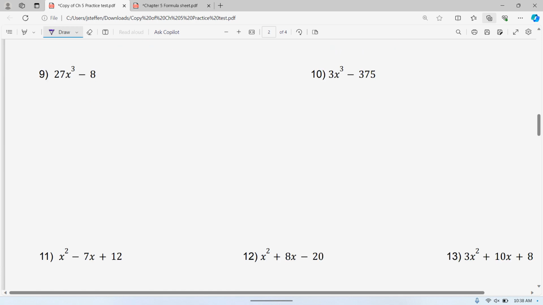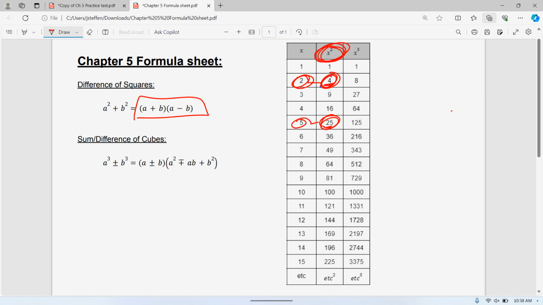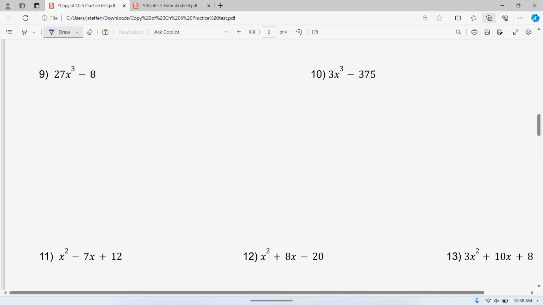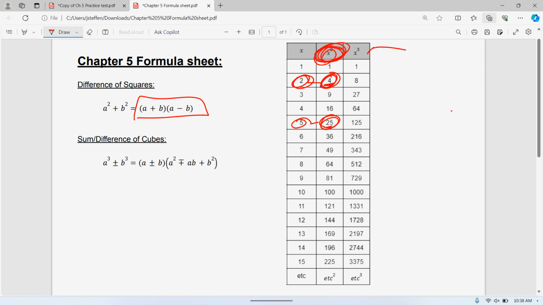So we have 2 terms. Well, 27 is in this list. But is it a difference of cubes then? Well, if you look at your cubes, what about 8?